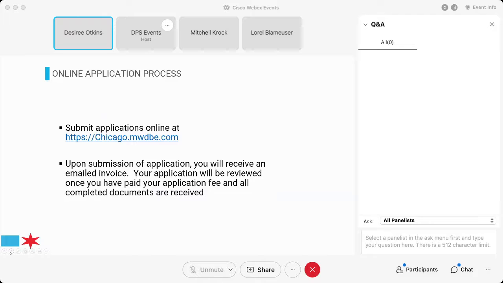How do you submit an application? That's simple. You do it electronically. You follow the link to chicago.mwdbe.com, select OK or enter, and then you're going to get an option for you to apply for certification. Upon submission of your application, you will receive the emailed invoice. Your application will be reviewed once you have paid an application fee for the local program, and all completed documents are received. So please expect when you submit your application, it's going to be online. The system is going to take you through a series of steps to make sure you're in the right spot.